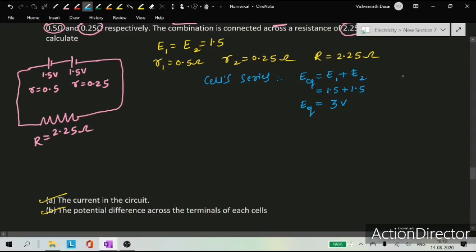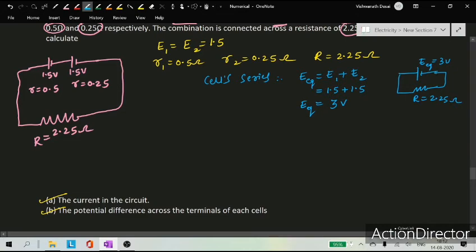Now the circuit looks very simple. So one EMF, E equivalent, having the value of 3 volt, it is connected to a battery, which is connected to a resistance of resistance is 2.25 ohm.